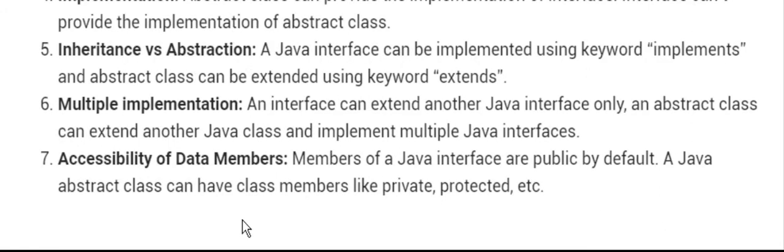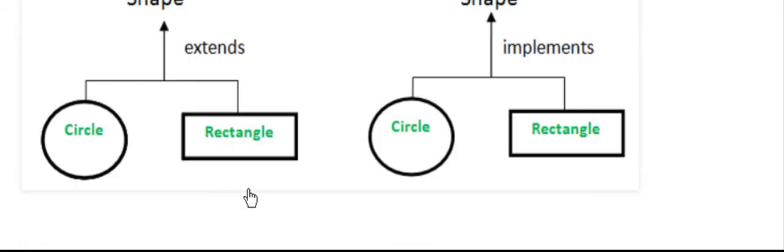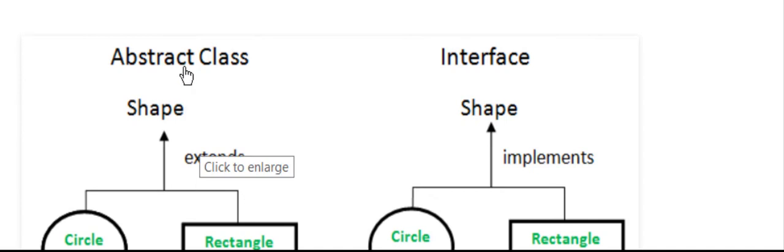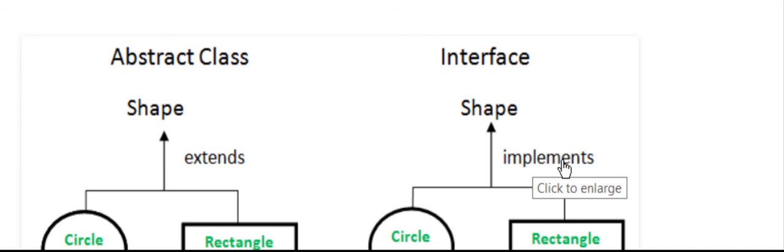But a Java abstract class can have class members like private, protected, etc. Okay, we want to use protected. That's why we choose abstract class. Don't go and use interface. Okay, so if you want to use an abstract class, say for example Shape, we extend it. And if you want an interface, we can implement multiple interfaces.